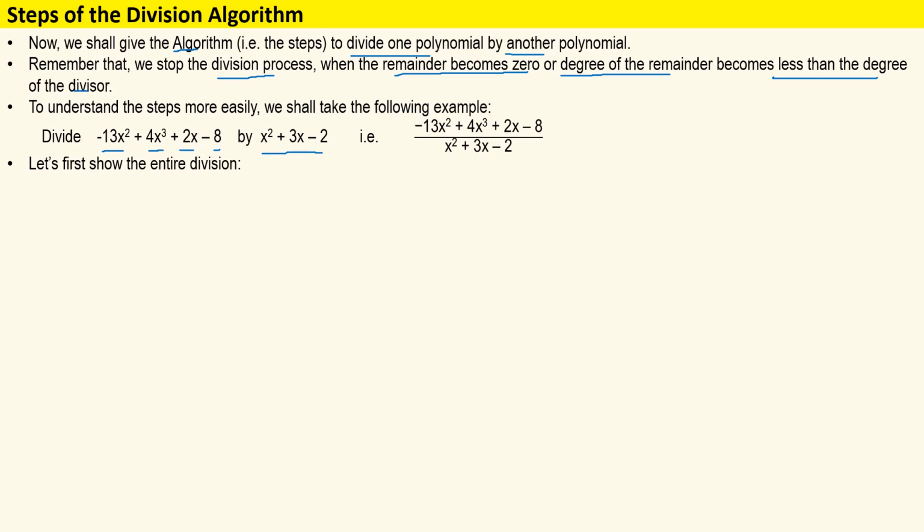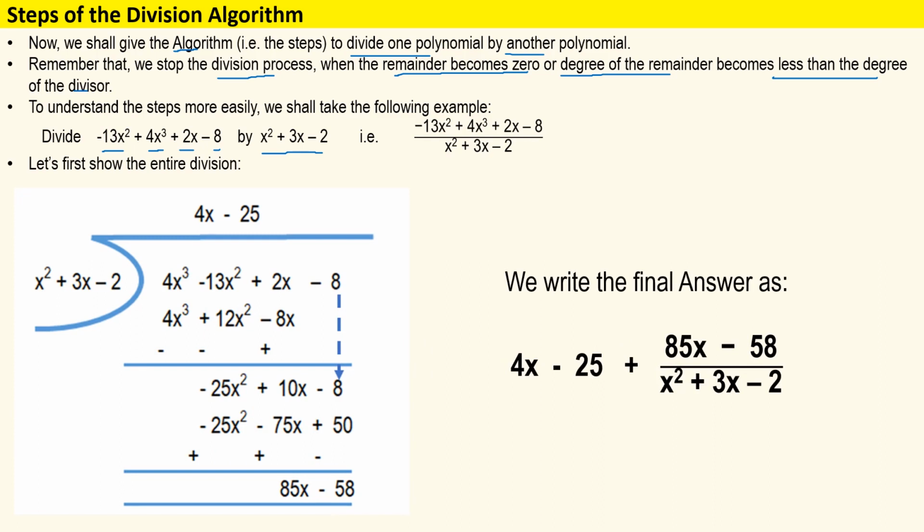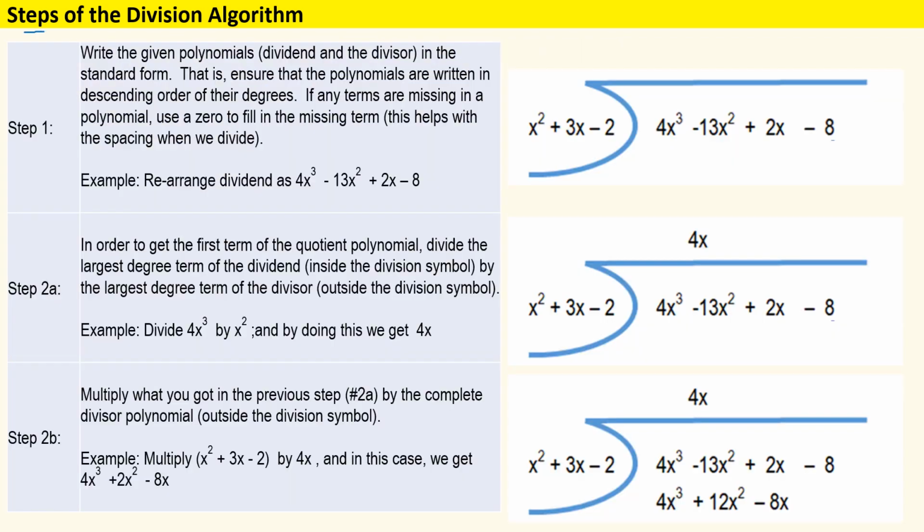Before I proceed ahead, let me show you the complete picture of the entire division. This is how the division looks, and we write our final answer as 4x minus 25 plus (85x minus 58) divided by x squared plus 3x minus 2. Let's now get to the detailed steps for the division algorithm.